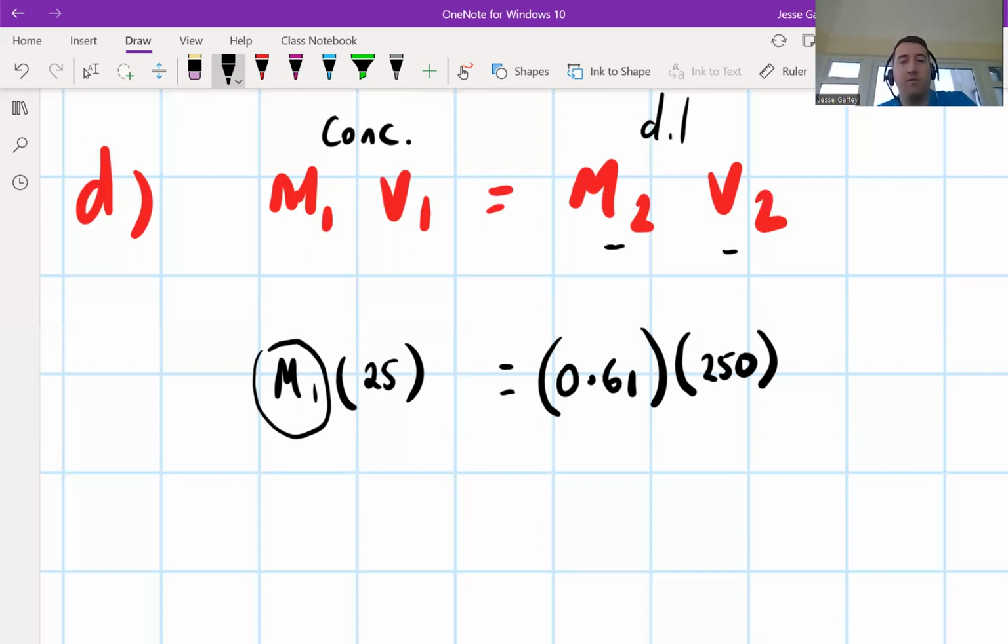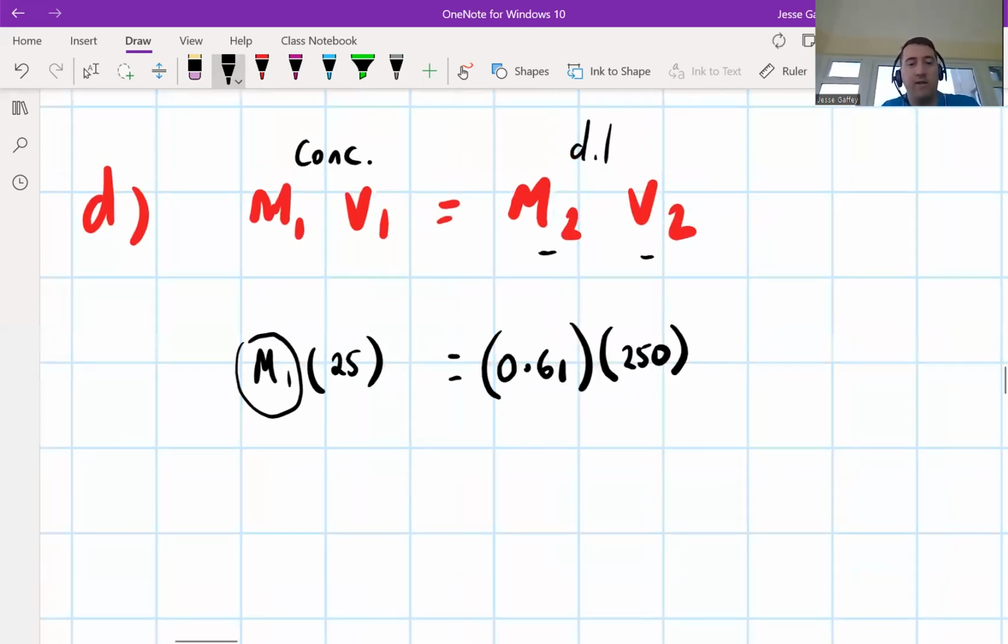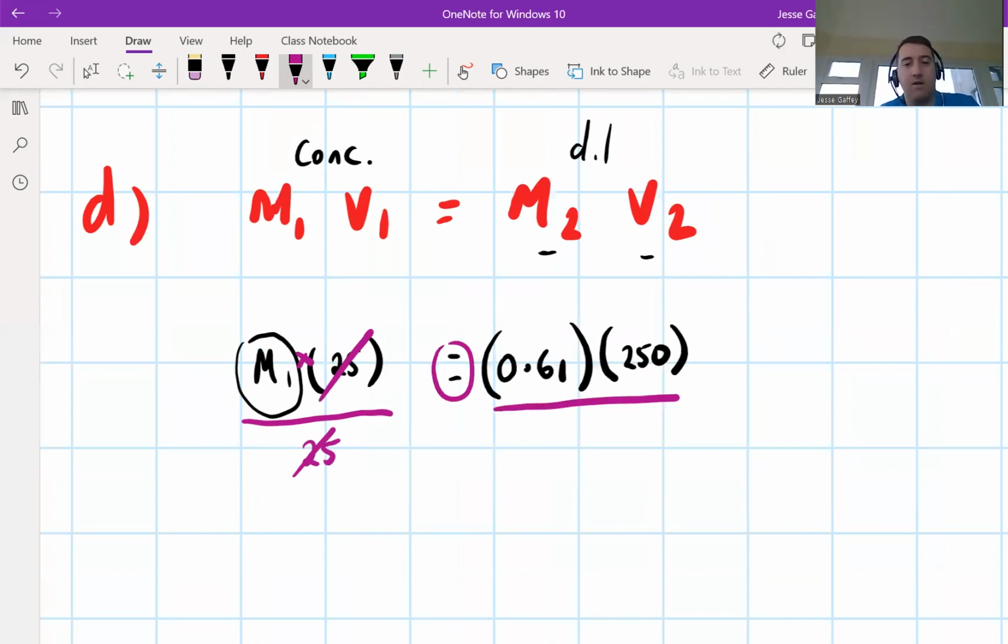I've shown you how to do this before. What we want to do is divide this side by 25, because this is M1 times 25. You divide that side by 25, you can cancel them out and leave your M1, but you've also got to do the same on the other side because this is an equal sign. So we're going to divide this side by 25 as well. Rewriting this, we're going to get M1 equals 0.61 times 250 divided by 25. Go ahead, stick that in your calculator now, and we should get M1 equals.